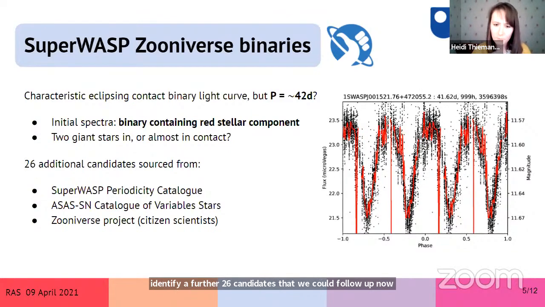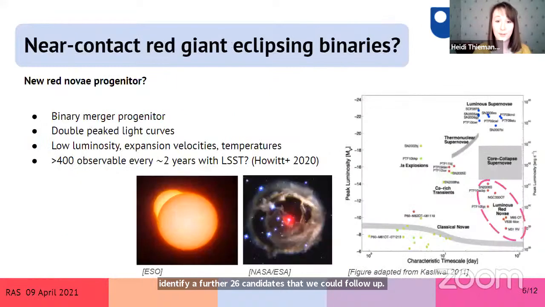Now, the reason that these were interesting to us is not just the identification of a new configuration of binary star, this near-contact red giant eclipsing binary star, but actually what these stars could become. Due to the assumed instability of the system, the low temperatures, and the late stellar types, we believe that these near-contact red giant eclipsing binaries could be the progenitors of a rare transient called red nova.